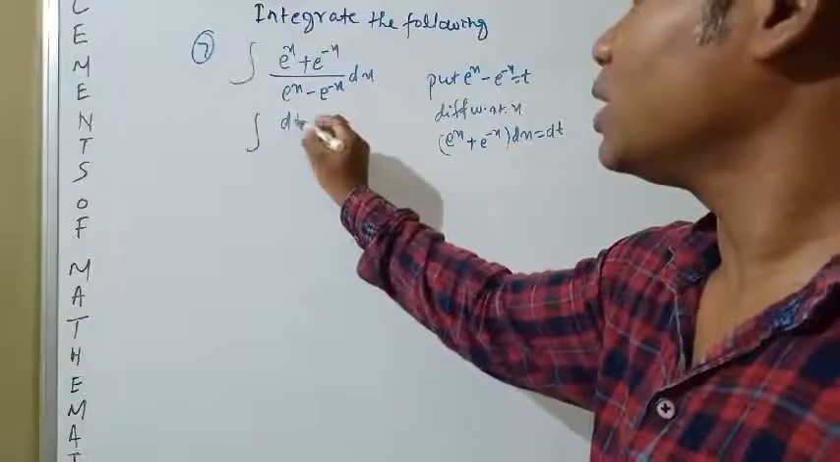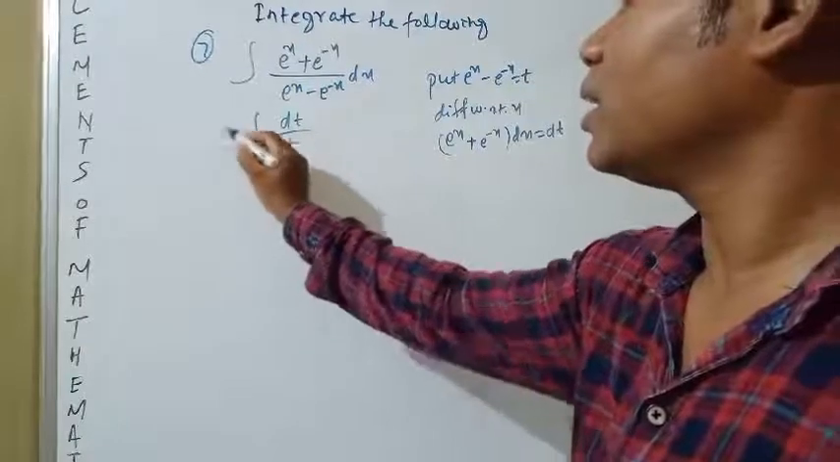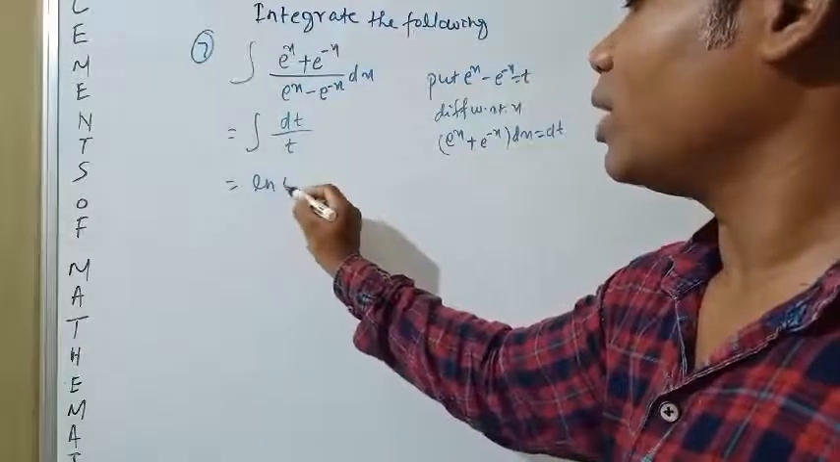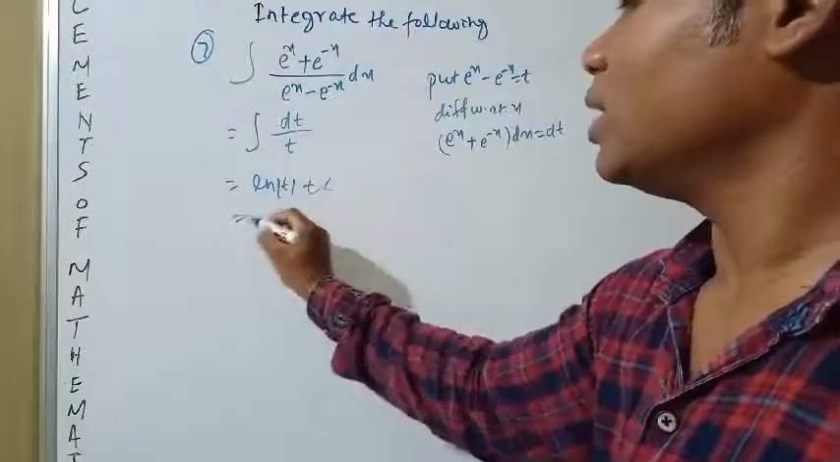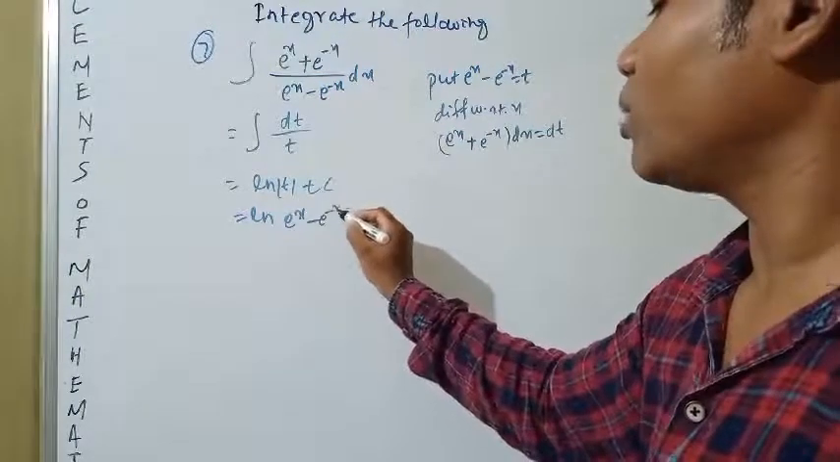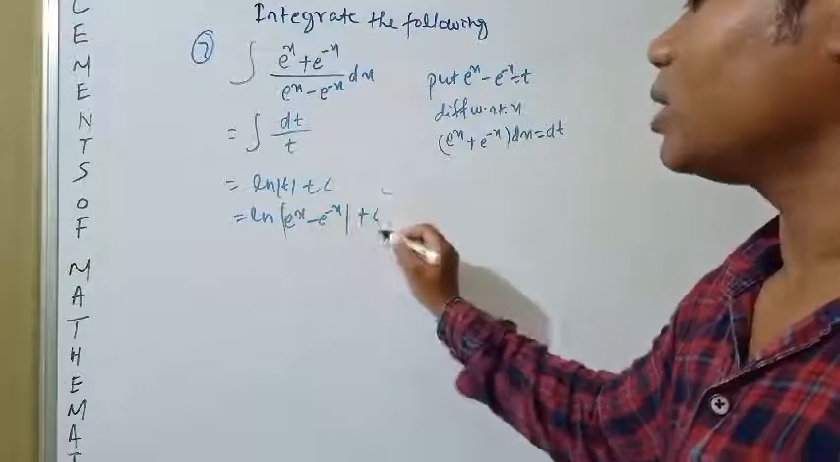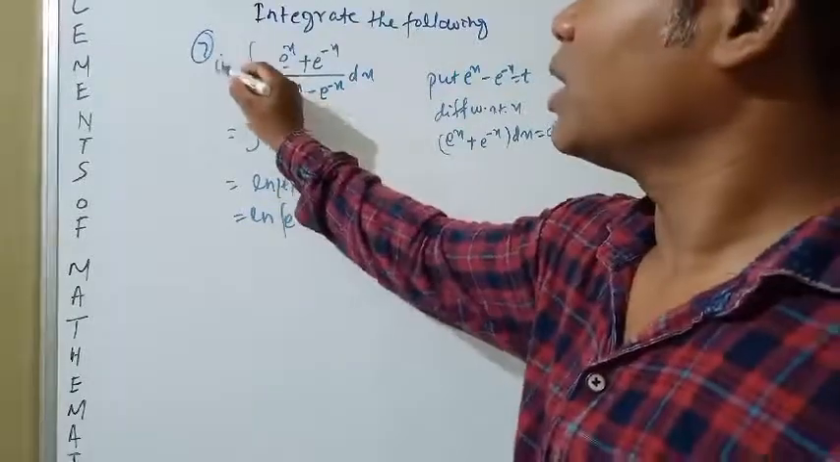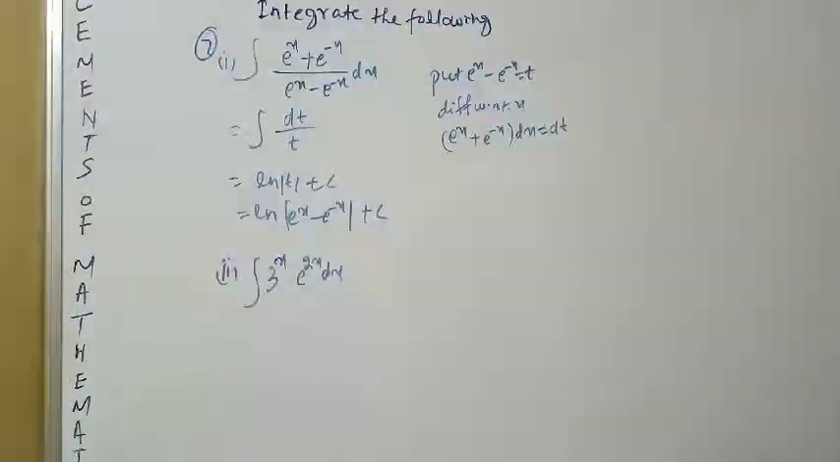That is dt by t, which is ln|t| + c. And t is e^x - e^-x, so the answer is ln|e^x - e^-x| + c. This is the first part of the question.